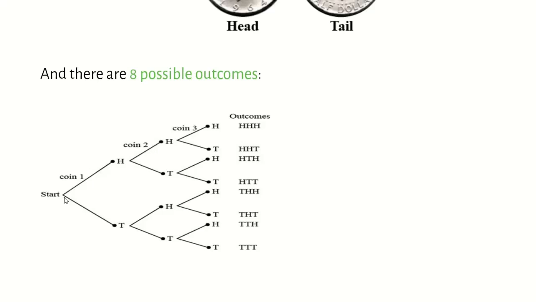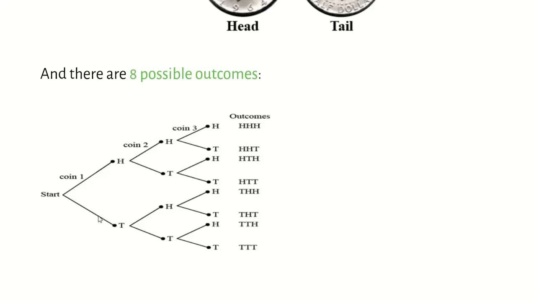For instance, we may get a head for the first coin, a head for the second coin, and a head for the third coin. Or we may get a head for the first coin, a head for the second coin, but a tail for the third coin. Or we may have a head for the first coin, a tail for the second coin, and a head for the third coin. We may have a head for the first coin, a tail for the second coin, and a tail for the third coin.